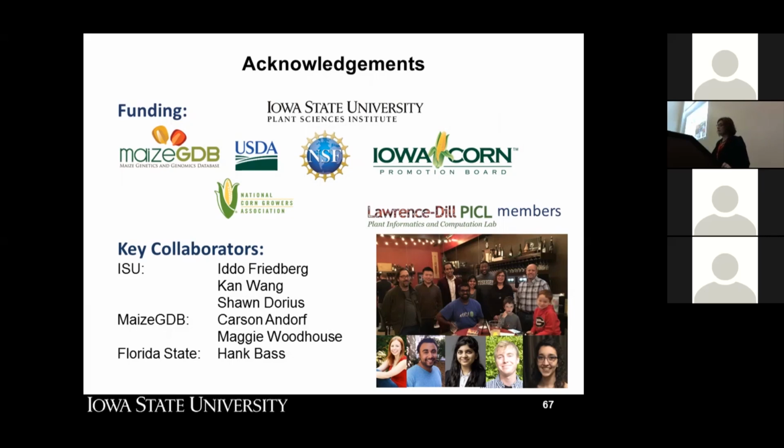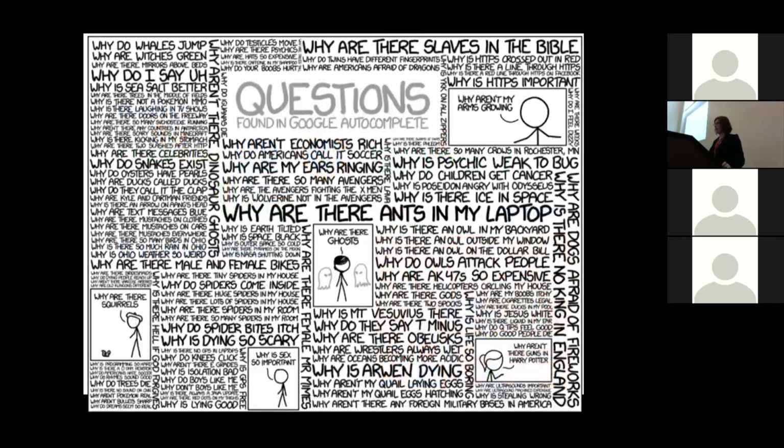The key collaborators for those projects I talked about in this talk at Iowa State University: Ido Friedberg is someone that's worked with us on gene ontologies. Kan Wang has worked with us on the B104 and CRISPR efforts. Sean Dorius from sociology is my partner in crime for trying to figure out how to communicate science. At Maize GDB, Carson Andorf and Maggie Woodhouse are our primary collaborators. And for the G4 quadruplex work, Hank Bass has been a driving force. So with that, I'm open for questions.